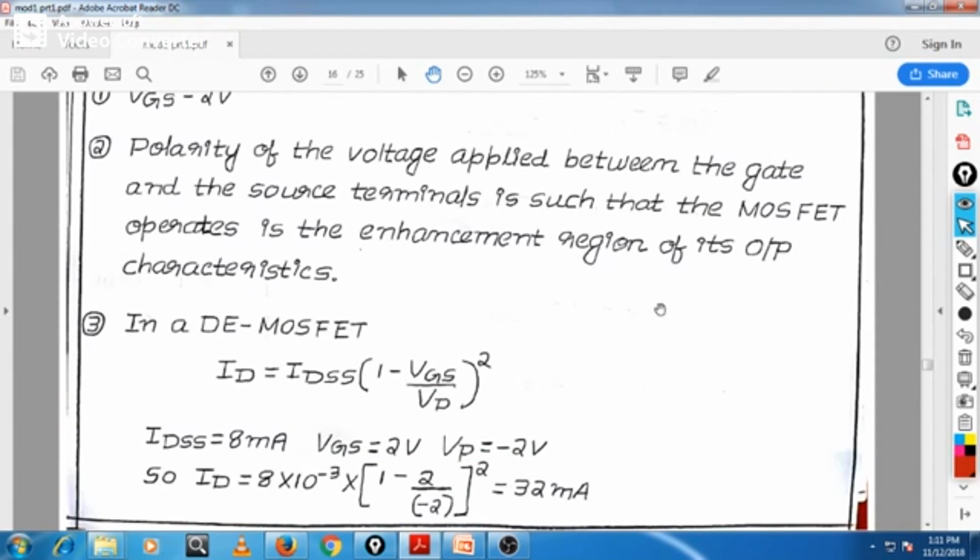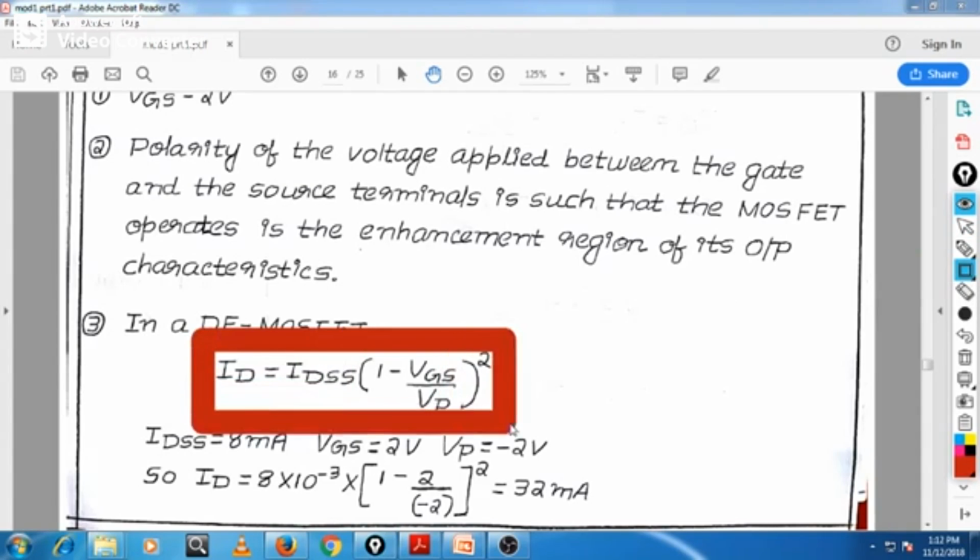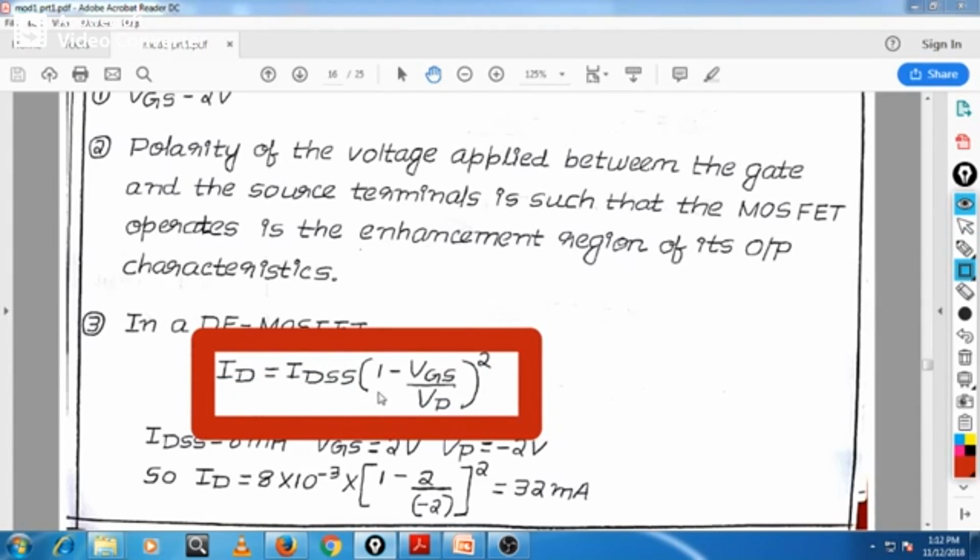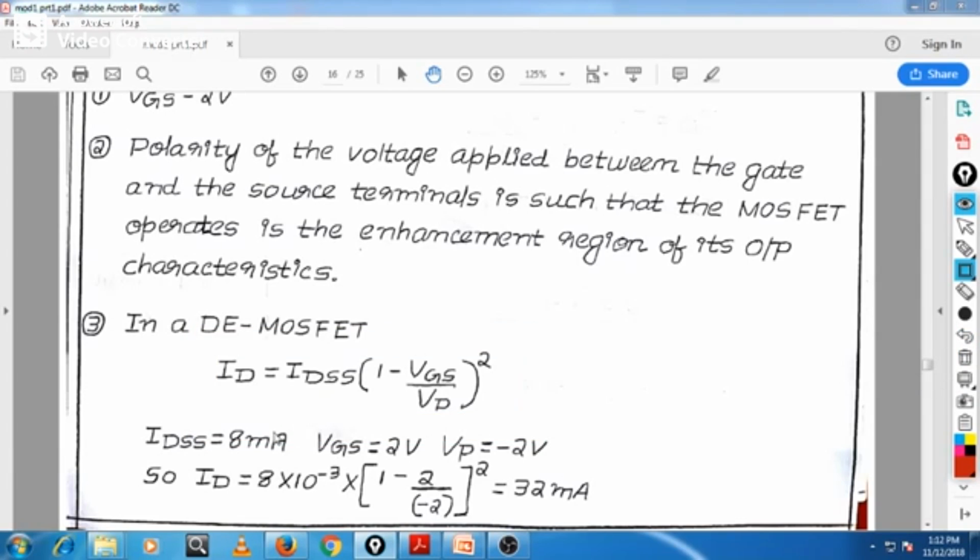Now for the depletion MOSFET, this is the formula to find ID: IDSS times 1 minus VGS over VP, squared. We know IDSS, the drain saturation current, we know VGS is 2 volt, we know VP is 2 volt. When you substitute this, you find ID is equal to 8 into 10 to the power minus 3, times 1 minus 2 over minus 2, squared. Minus and minus becomes plus. When you solve this, you will get 32 milliamps. That is how we got ID.